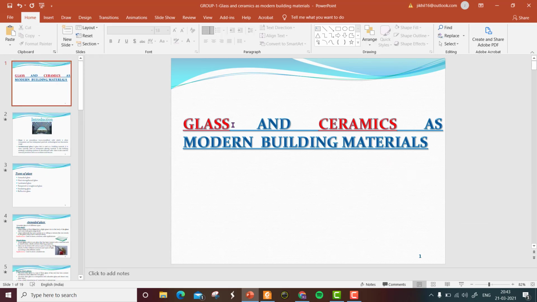These are the two building materials, glass and ceramics. Glass is very commonly used for aesthetic purposes, and we have different modified glasses: reflective glass, insulating glass, and tempered glass. It is all based on the requirements and the places where they are used, so it is purpose oriented. And ceramics are stronger than glass, and they are mainly used in sanitary applications, sanitary wares, as well as tiles.